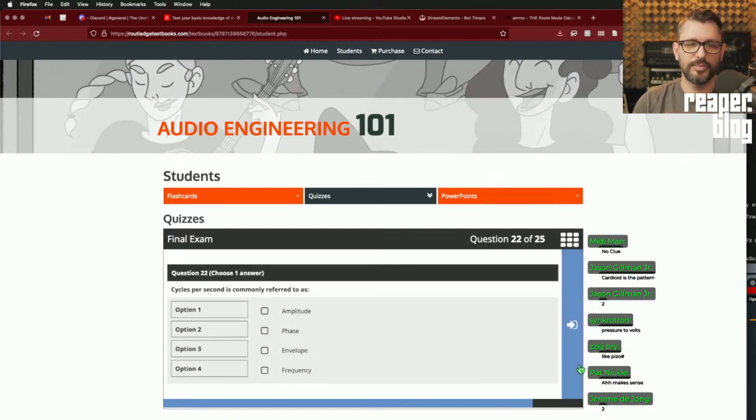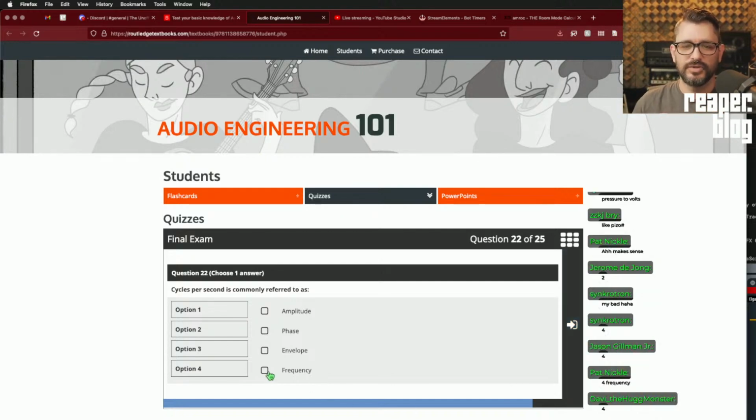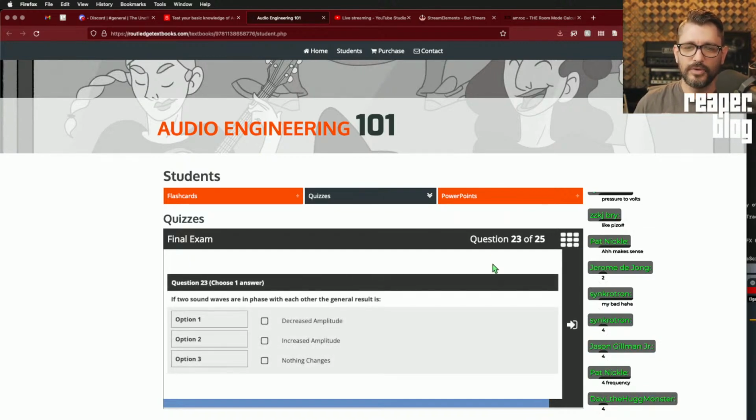Cycles per second is commonly referred to as amplitude, phase, envelope, or frequency. Pressure to volts, like piezo, yeah. Cycles per second, of course, that is frequency. We're on question 23, so almost done.